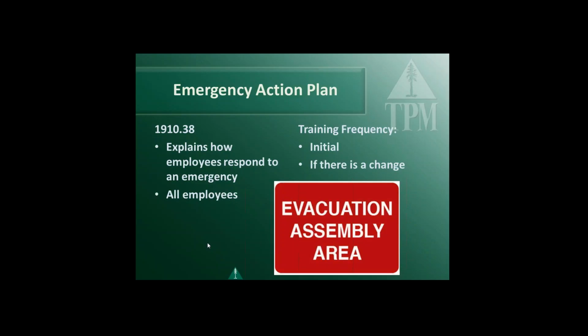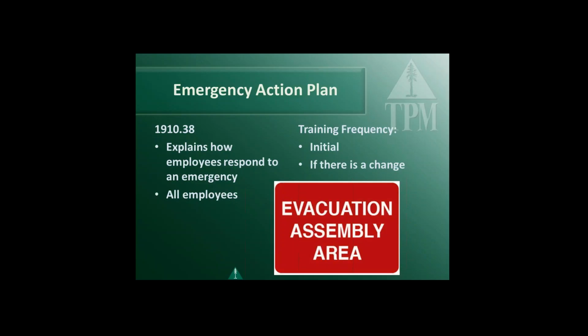But basically, an emergency action plan is just like that little picture there, evacuation assembly area. All employees need to know where they go in the event of an emergency. Is that a tornado, a thunderstorm? Is that a fire? Is that, whatever, active shooter? Those are all types of emergency action plan things that need to be done.